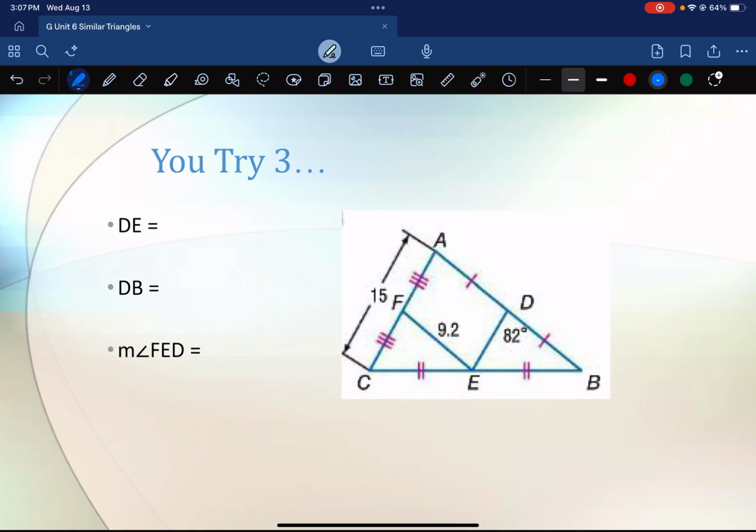Okay. What's DE? Well, DE is a mid-segment because these tell me E is a midpoint and these tell me D is a midpoint. So it is a mid-segment and it's parallel to AC. So DE is half of 15 or 7.5.